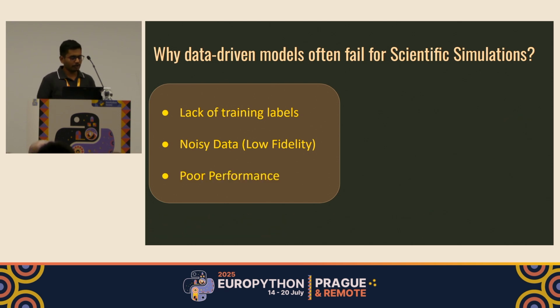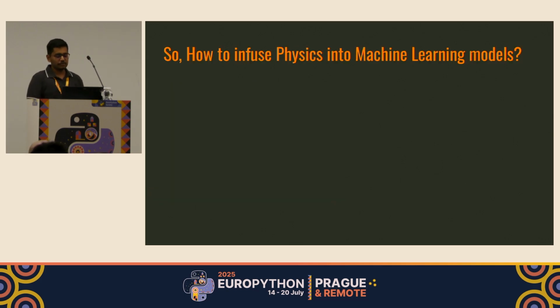And one more important point is that the usual machine learning models are not made to learn the physics behind the particular system. They are made to learn the patterns in the data, not the actual physics. So they perform very poorly on scientific simulations. So how can we infuse physics into machine learning models?